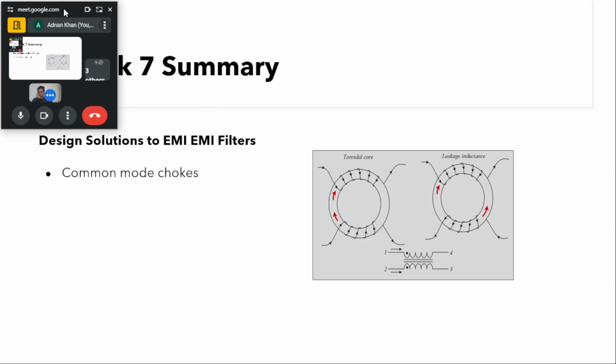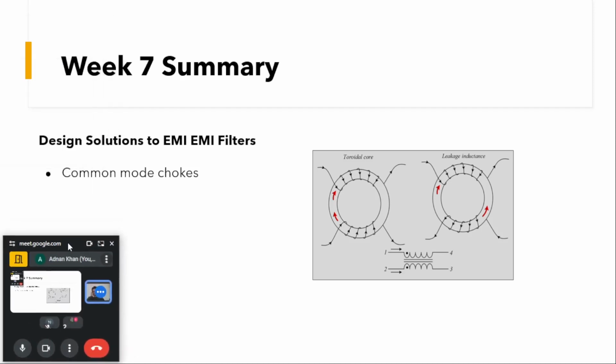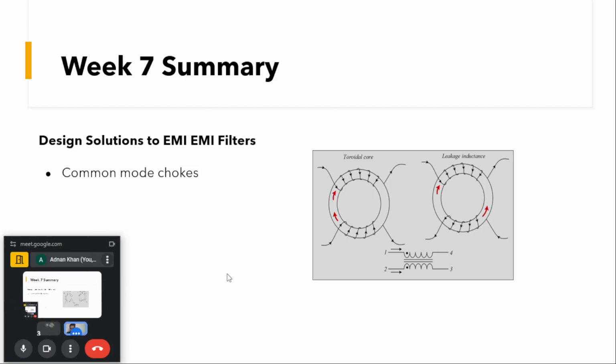One is EMI filters. One such filter is the common mode choke. So what is this common mode choke? This common mode choke is nothing but, you can see, if we have a toroidal core and we have two wires, let us say a line and a neutral, we wind them on this core.